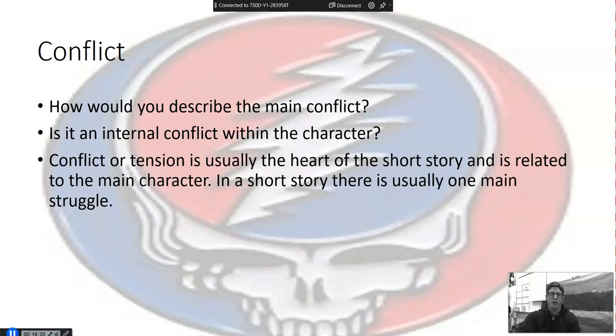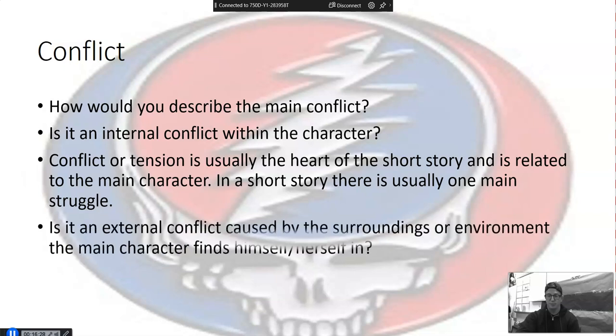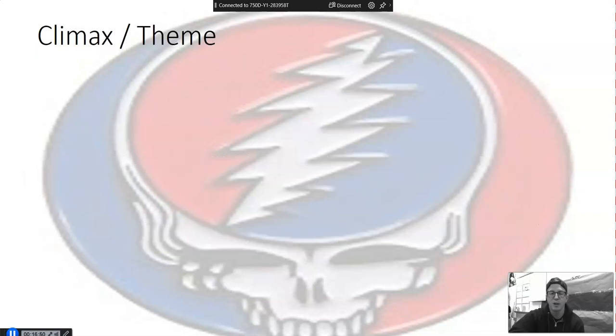Conflict or tension is usually the heart of the short story and is related to the main character. In a short story, there's usually one main struggle. Just one. Okay? But you might read a short story like Surviving the Game, a story about a rich man who's hunting, who brought somebody to his island to hunt. Okay? So you might get some external conflict. But when you write about your story, you can write about conflict.